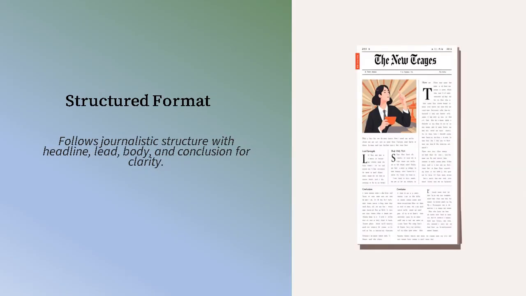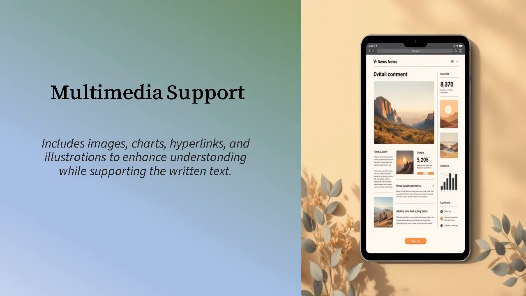Another characteristic is the structured format. It follows a journalistic structured format with headline, lead, body, and conclusion for clarity. These elements were explained in detail in the previous lecture. Print digital media reports rely on written text, and at the same time they are supported by multimedia, including images, charts, hyperlinks, and illustrations to enhance understanding while supporting the written text.